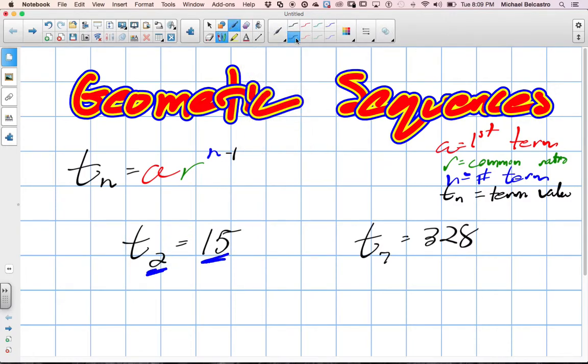So if we were to draw this as a sequence, we have some number, then we have 15, then a third number, a fourth number, a fifth number, a sixth number, and then on the seventh number we're at 328. Really odd numbers, so our ratio is probably going to be very odd. We're going to try to solve this using substitution, so we're going to build two equations out of it.